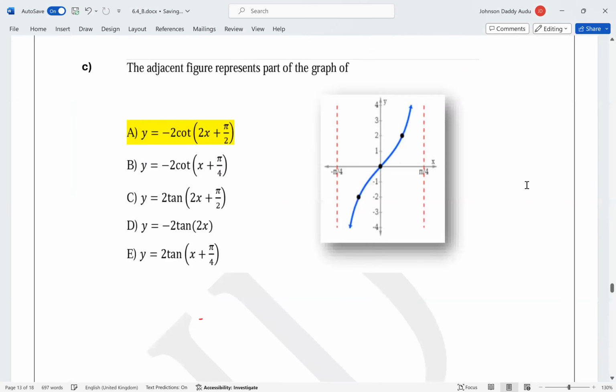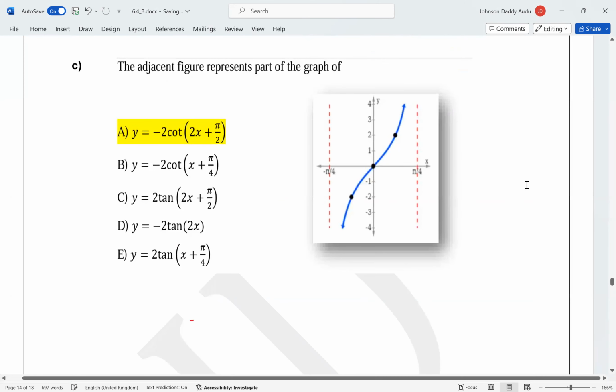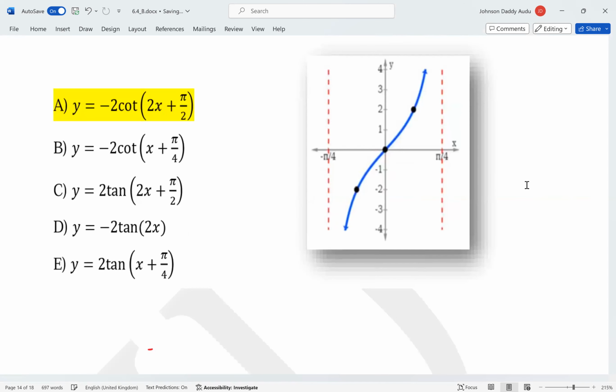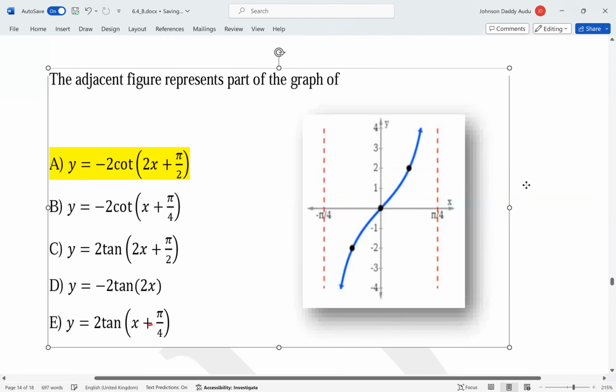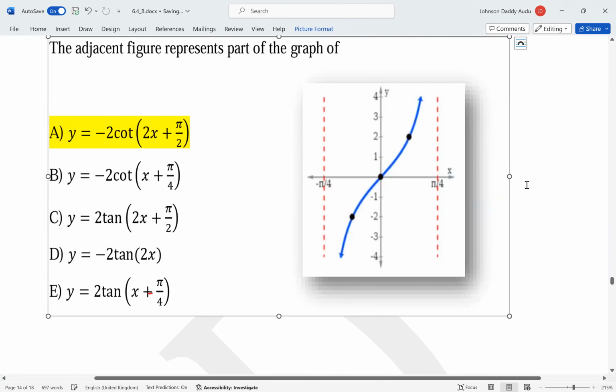So for example C, this is the graph given, and you have to look at the options. You see that you take it as a cotan or you take it as a negative tan. Now, let's see. Let's try to take it as a tan, and we take it as a cotan. If you want to take it as a tan, because it's increasing, so tan is the natural one.